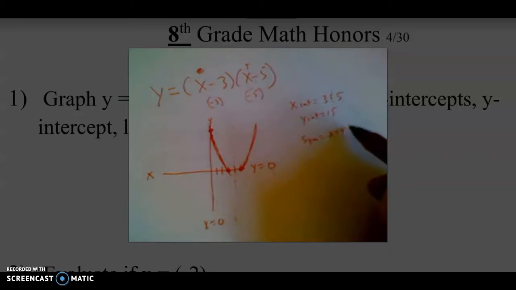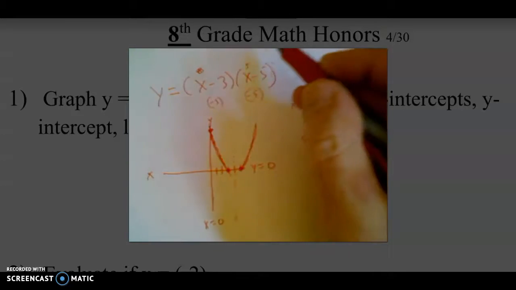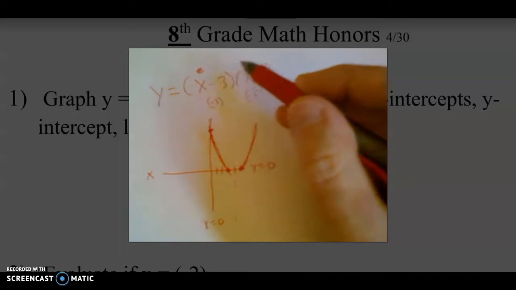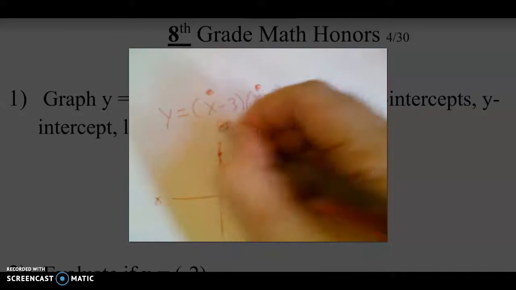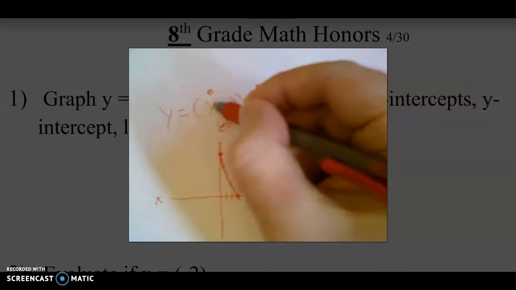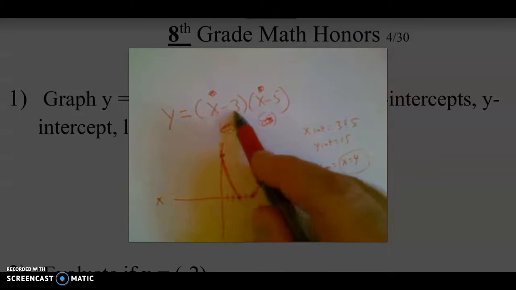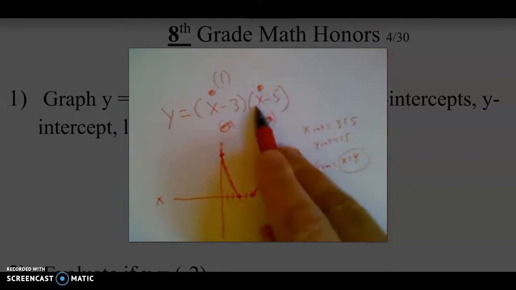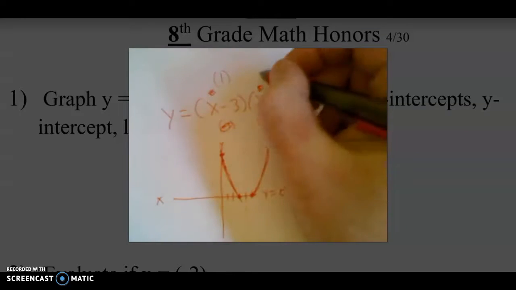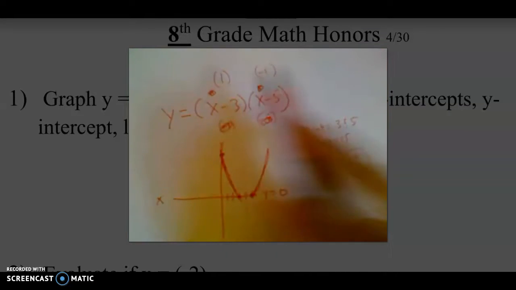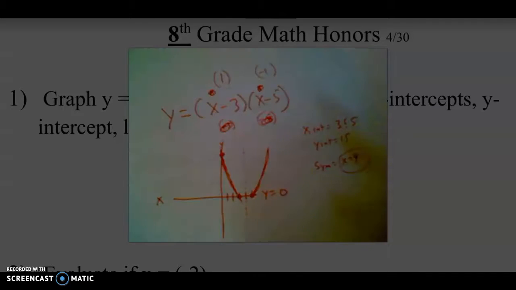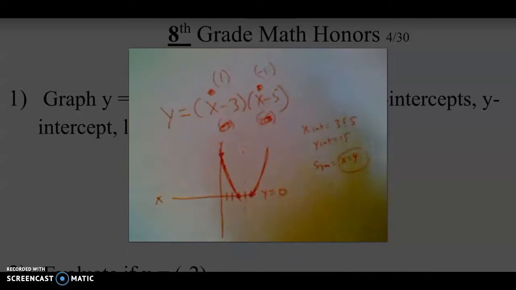So to do that, I take my line of symmetry, where x is 4, and I plug or substitute that in for each of my x's. So clean this up a little bit. That x becomes a 4, and 4 minus 3 is 1. That x becomes a 4, 4 minus 5 is negative 1. Multiply them together, and negative 1 ends up being the value for y.